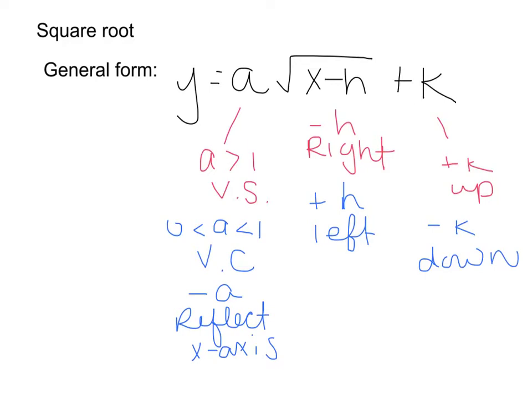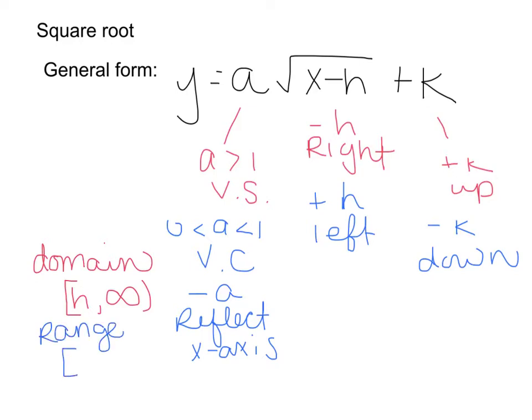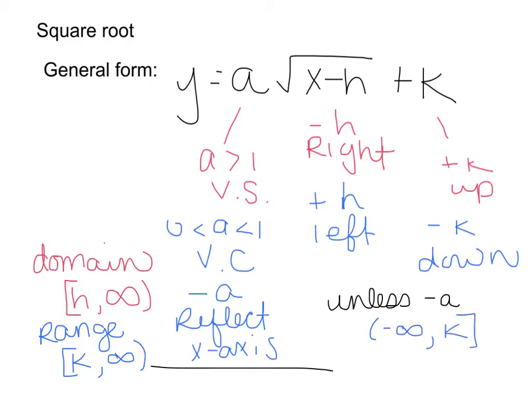Let's add to this and let's talk about the domain. So remember, the domain is the x values. So your domain is going to be a bracket from h to infinity. The range is your y values, and it is going to be from k to infinity unless a is negative, and if it's negative, it's going to be instead negative infinity to k. So this is the exception right here.